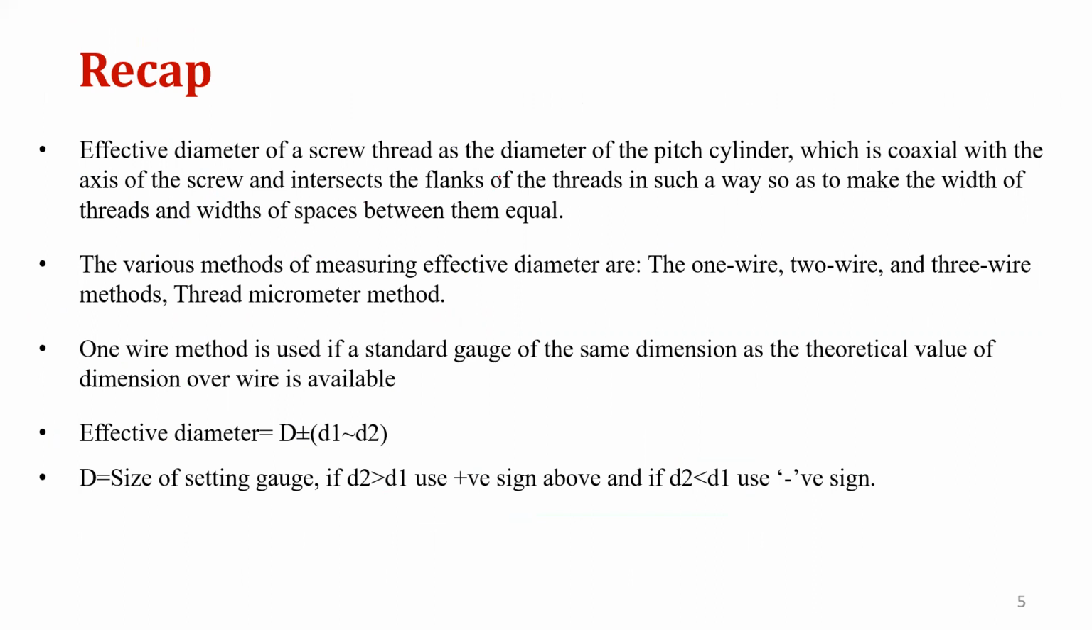The effective diameter of the screw thread is the diameter of the pitch cylinder, which is coaxial with the axis of the screw and intersects the flanks of the threads in such a way as to make the width of the threads and the width of the spaces between them equal. So the effective diameter is the diameter of an imaginary cylinder that passes through the pitch line.